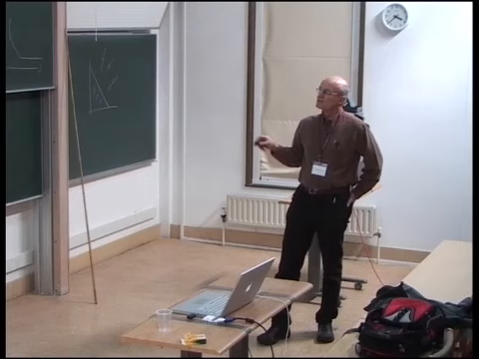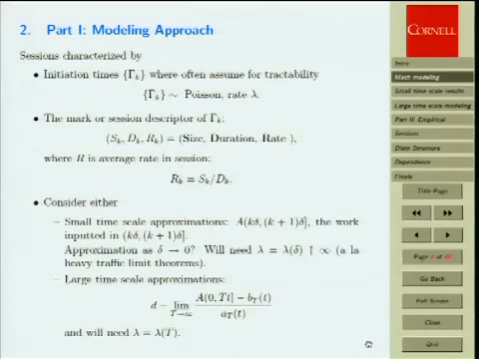And then we're going to assume that I've characterized the statistics of the sessions with three objects, S for size, D for duration, and R for average rate. And they are related. The average rate is the size divided by the duration.